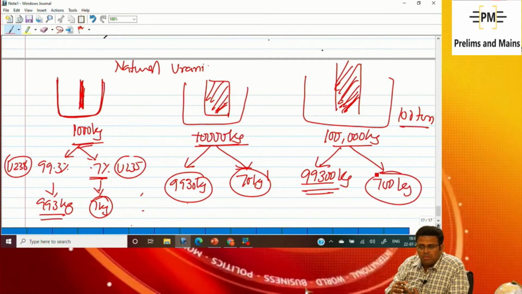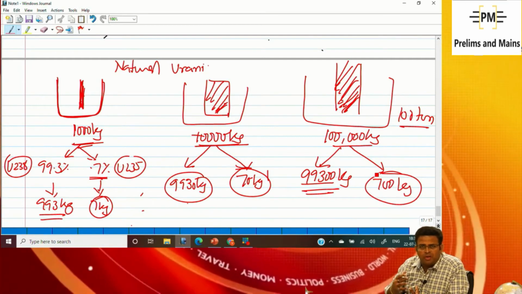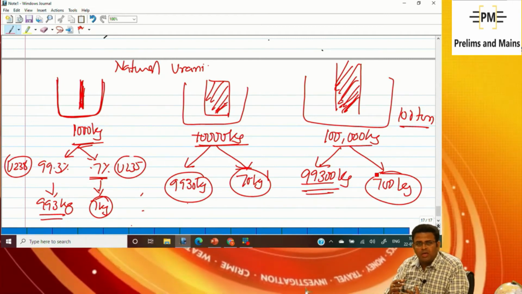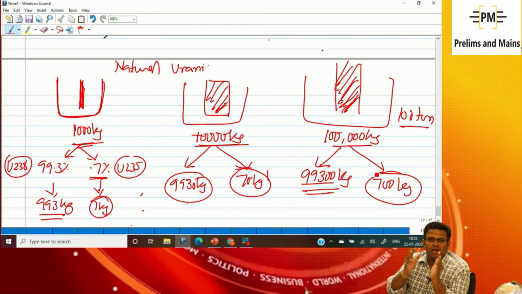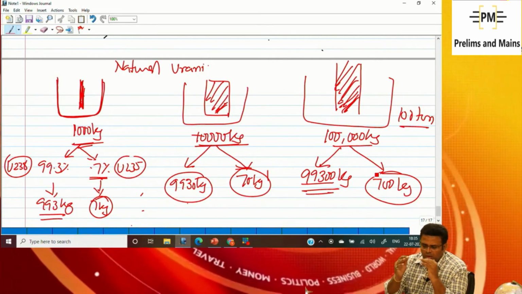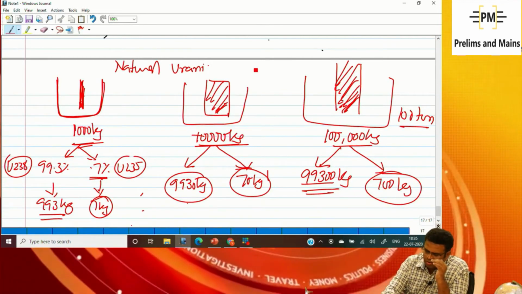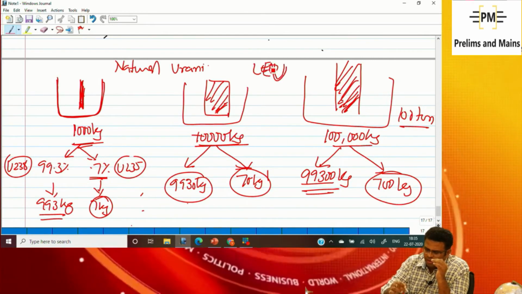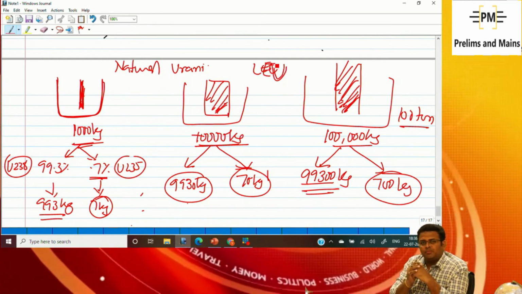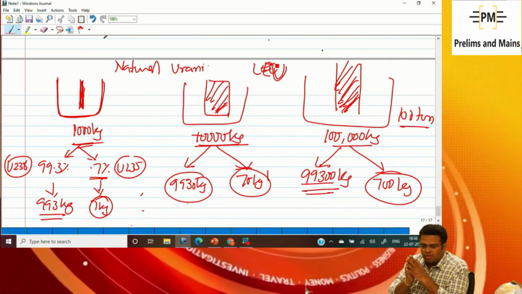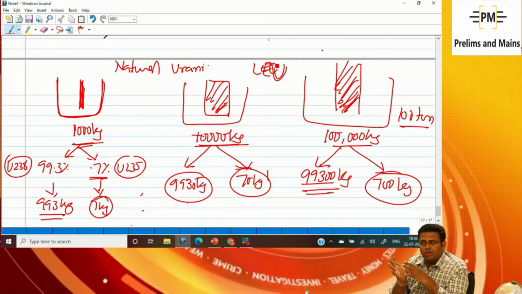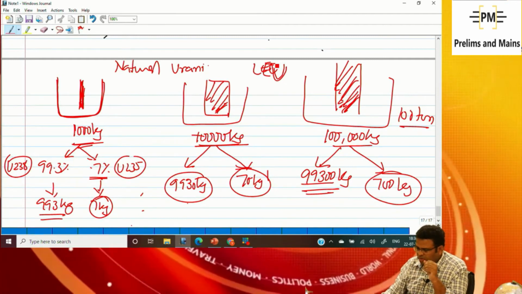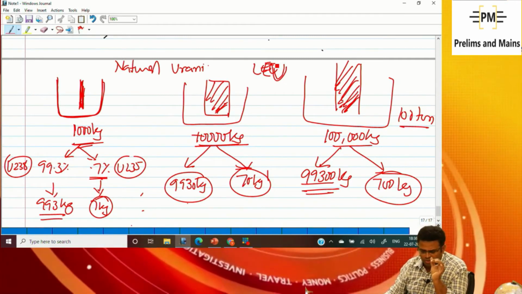By increasing the amount of natural uranium we are able to get the uranium-235 that I require. Otherwise I need low enriched uranium. What is the meaning of low enriched uranium? Listen to me carefully, low enriched uranium means 3 to 20% uranium-235.